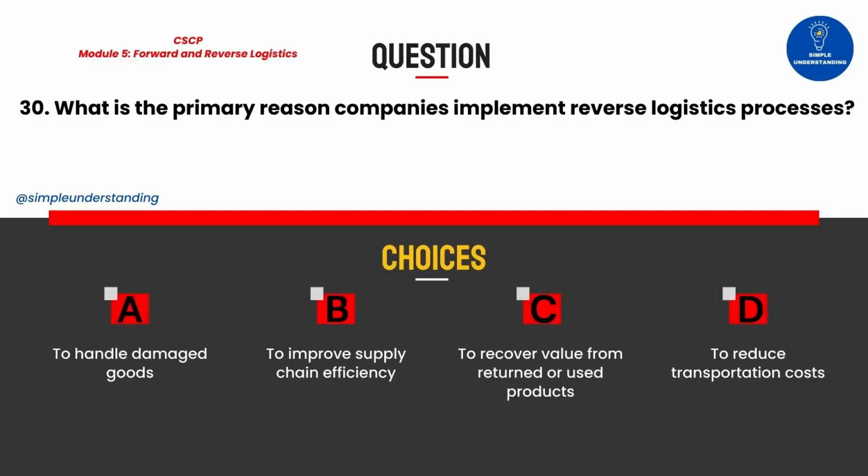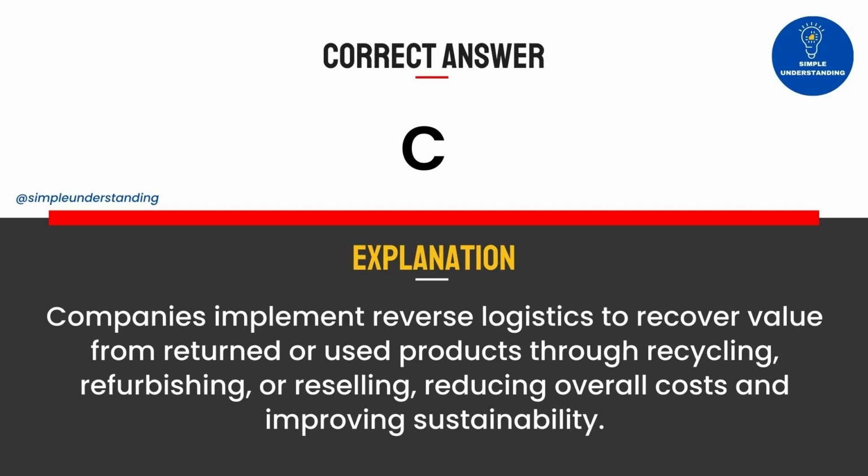30. What is the primary reason companies implement reverse logistics processes? A. To handle damaged goods. B. To improve supply chain efficiency. C. To recover value from returned or used products. D. To reduce transportation costs. Correct answer, C. Explanation. Companies implement reverse logistics to recover value from returned or used products through recycling, refurbishing, or reselling, reducing overall costs and improving sustainability.